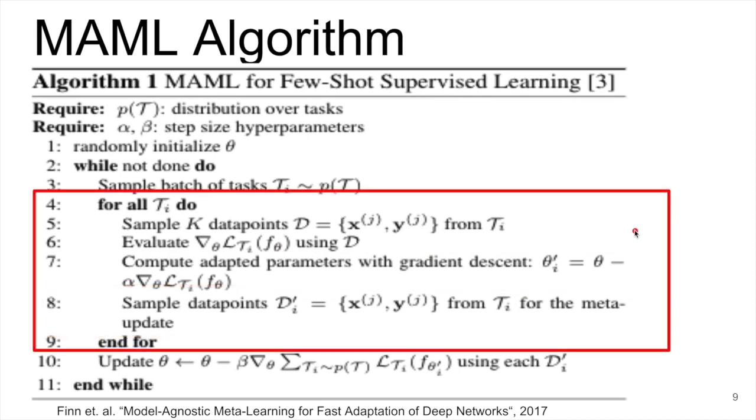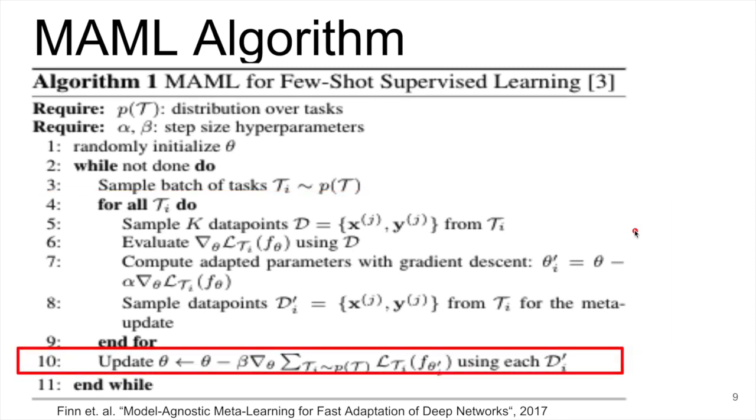This process is repeated over a number of tasks as shown in the do loop in the algorithm, starting from step 4 and ending in step 9. The final step, i.e. step 10 in the algorithm, is to update the weights of the meta learner by taking the gradient of the sum of losses from the post-update weights from different tasks. This is the gradient of a gradient and hence is a second order update.